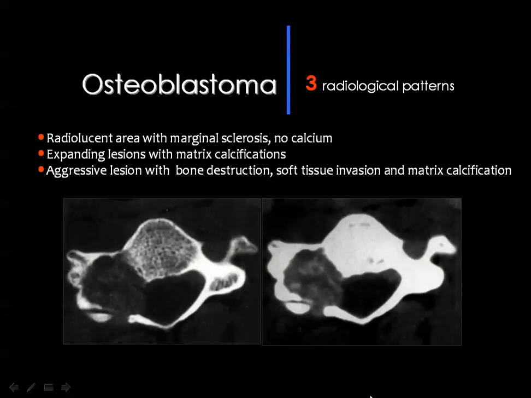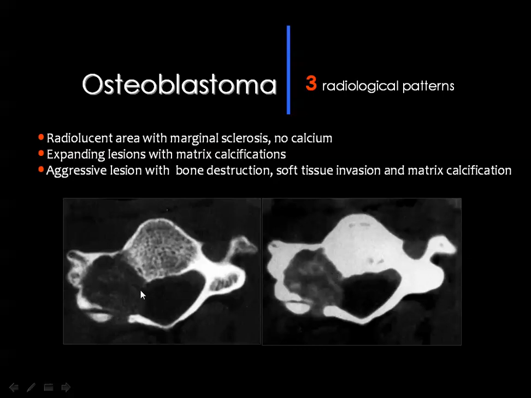Then you have the three radiological patterns of osteoblastoma. Number one, a radiolucent area with marginal sclerosis with no calcium content. Number two, an expanding lesion with matrix calcification. Number three, an aggressive lesion with bone destruction, soft tissue invasion, and matrix calcification. And this type usually cannot be discriminated from chondrosarcoma, and usually you need the help of CT-guided needle biopsy.